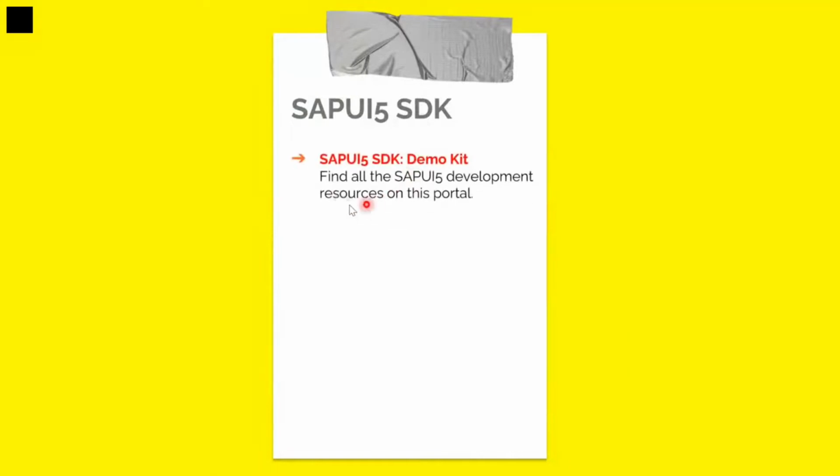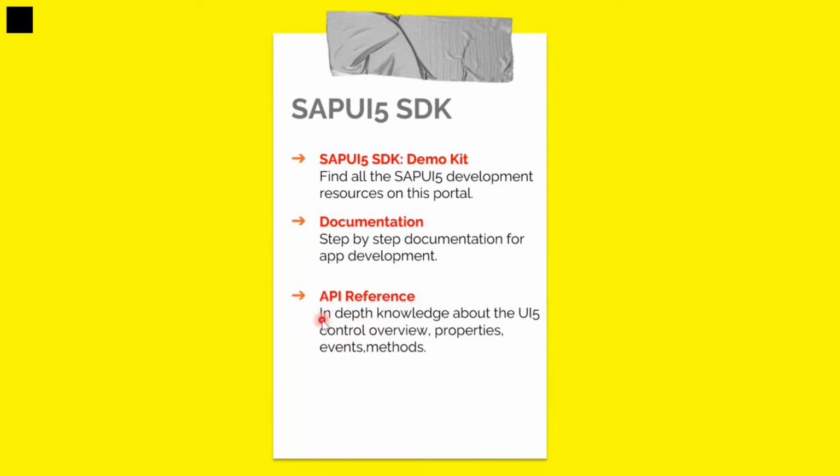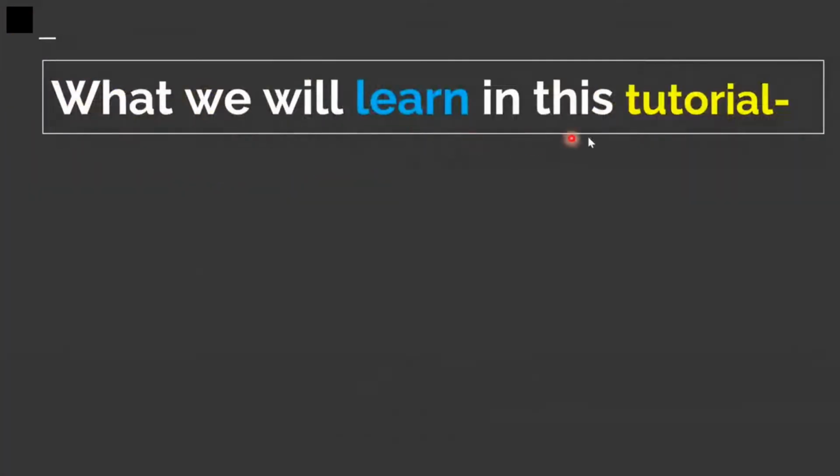SAP UI5 Demo Toolkit is a place where we can find all the SAP UI5 development related resources. There is step-by-step documentation available for app development. Underneath the API reference section, we can find in-depth knowledge about the SAP UI5 control overview, properties, events, and methods associated with the controls. Underneath the demo app section, we can find the design and coding guidelines for SAP Fiori development.